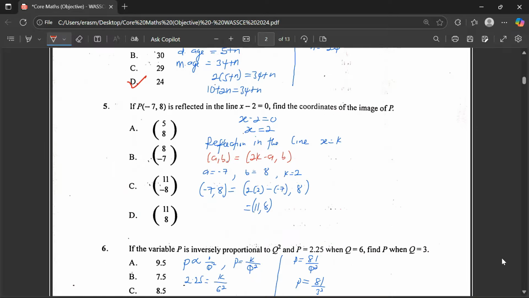If P with coordinates -7 and 8 is reflected in the line x minus 2 equals 0, find the coordinates of the image of P. Now, if we consider the line x minus 2 equals 0, then x equals 2. This is the equation I'm talking about. Now, this is a typical example of reflection in the line x equals k. And in this case, k equals 2, right?